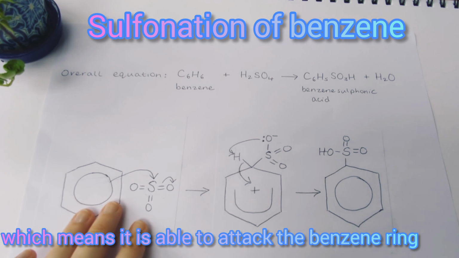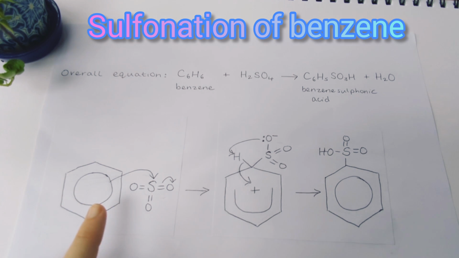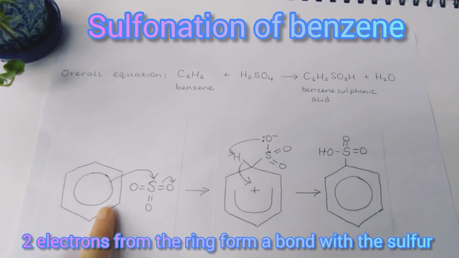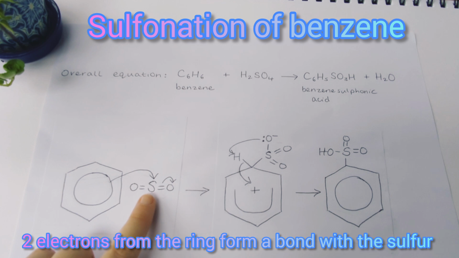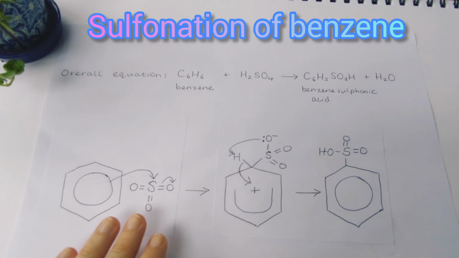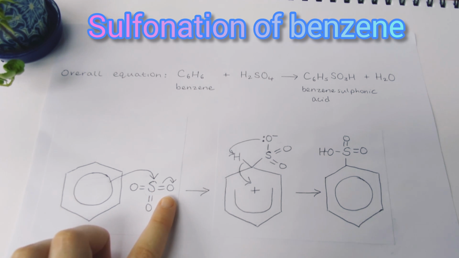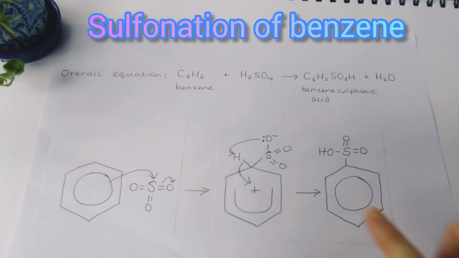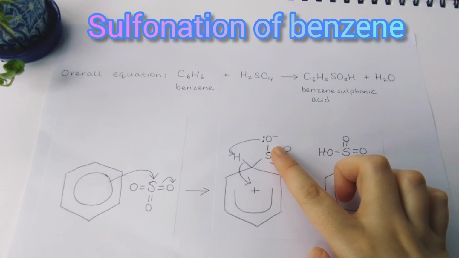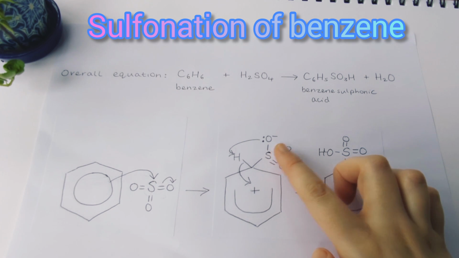this benzene ring. So what happens is two electrons from the delocalized ring of benzene form a bond with the sulfur. And to make room for the formation of this new bond to the sulfur, this causes one of the sulfur-oxygen double bonds to break and become a sulfur-oxygen single bond. And that leaves a negative charge on one of the oxygens.